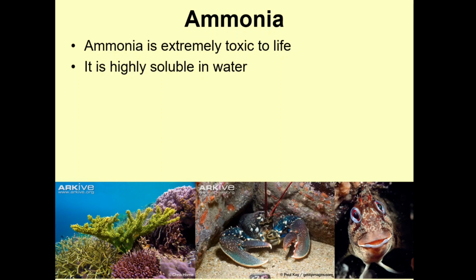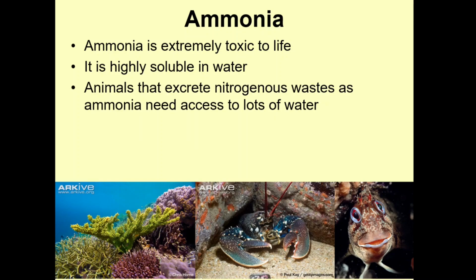If you are an aquatic animal and you are constantly living in water, well, then it's very likely that ammonia will be your major waste product. So you can use that to get rid of your nitrogenous wastes. So animals that excrete nitrogenous waste as ammonia need access to lots of water. So obviously I've got examples here of coral and lobster and a little tompot blenny there, which is one of our native fish. And they are free to excrete their nitrogenous waste as ammonia.